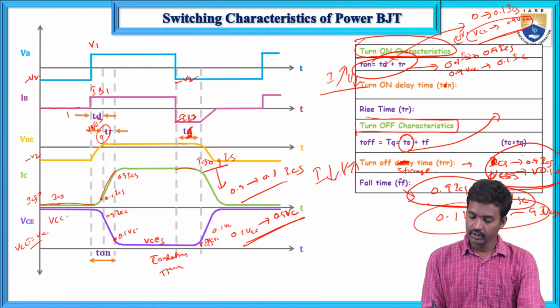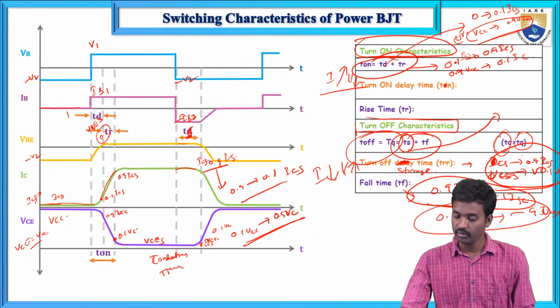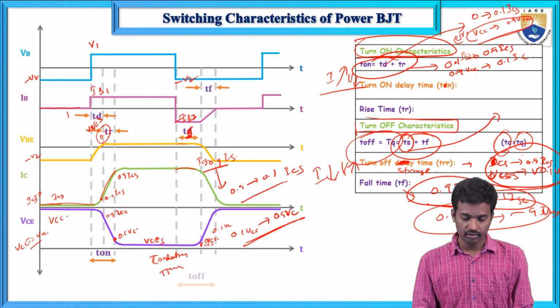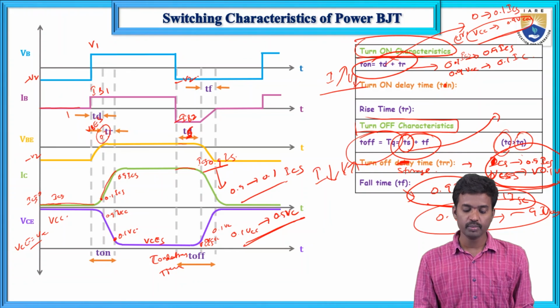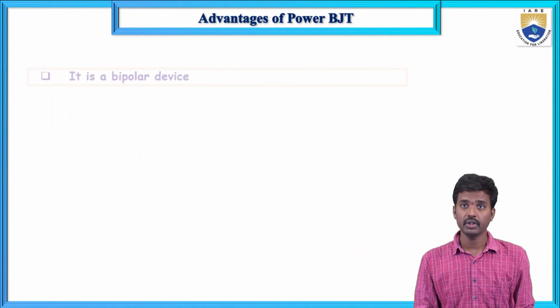Now TS plus TF, storage time plus fall time, is known as the turn off time. This turn off time is represented by TQ, and TC means circuit turn off time. Circuit turn off time is always greater than the device turn off time TQ. So this is regarding switching characteristics, where TS plus TF equals the turn off time, TQ.